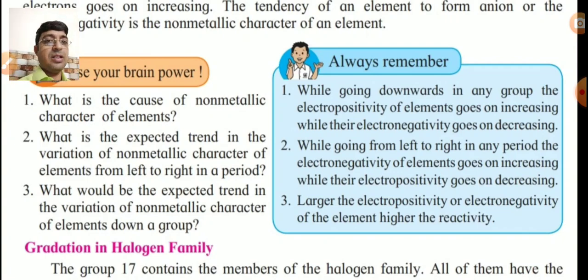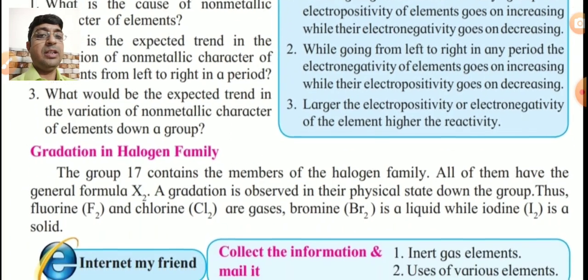So these three questions are given for you. Solve these questions on your own. Use your brain power. What is the first question? What is the cause of non-metallic character of an element? Second, what is the expected trend in the variation of non-metallic character of elements from left to right in a period? And third question, what would be the expected trend in the variation of non-metallic character of elements down a group? Find the answer with the help of the information given in our textbook.